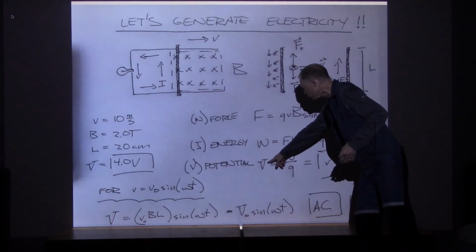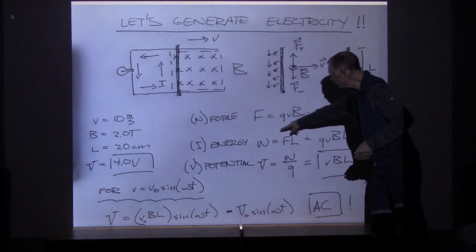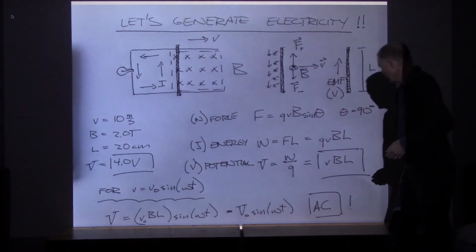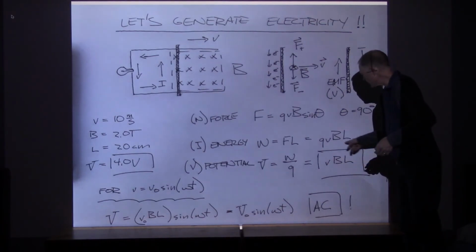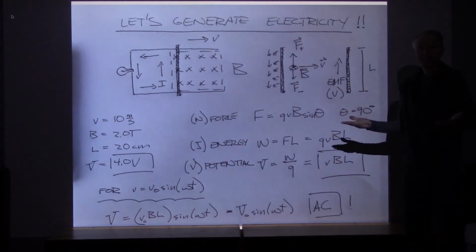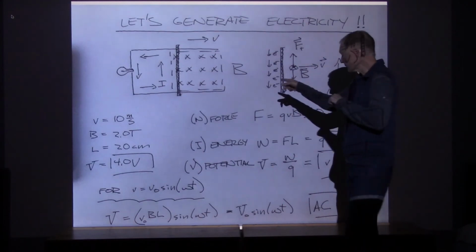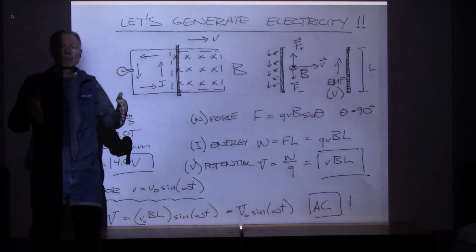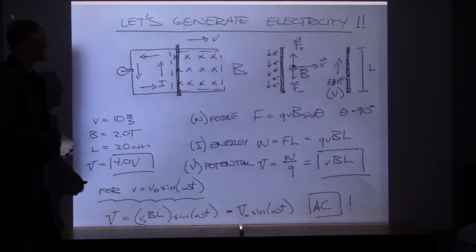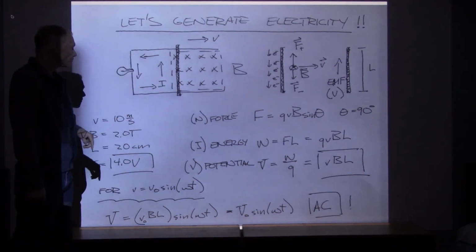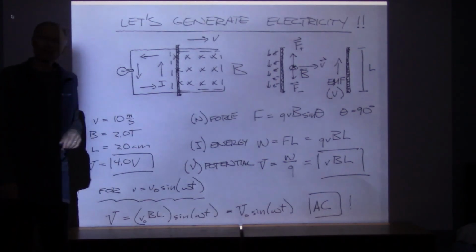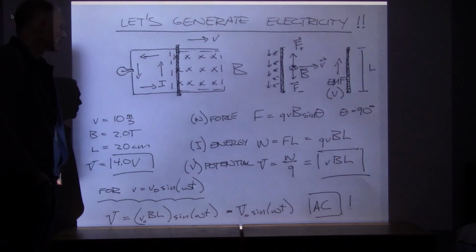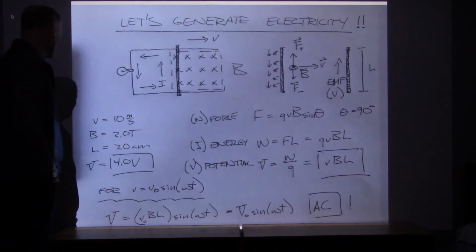The EMF, or voltage, that we generate, we can get by taking the work and dividing through by the charge, and that leaves us with V times B times L. And that's it. If I take a setup like this, and I move a wire of length L through a magnetic field region at velocity V, I'm going to generate an electric potential. I'm going to generate an EMF, and that EMF will be given by V times B times L.